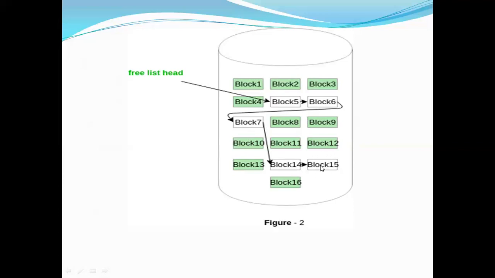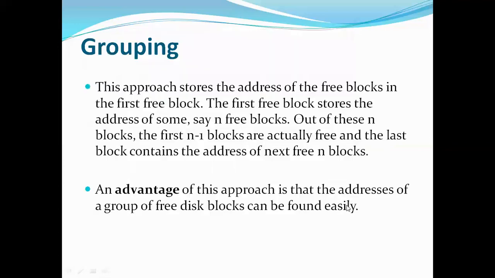Now the 15th block will store the addresses of the remaining blocks which are actually free. It means the first block will store the addresses of all the blocks. Out of these, the last block will access another index block which will store the addresses of the remaining blocks. So it's like a leveling, hierarchical structure. So that is grouping, and this is one of the best free disk block accessing methods.